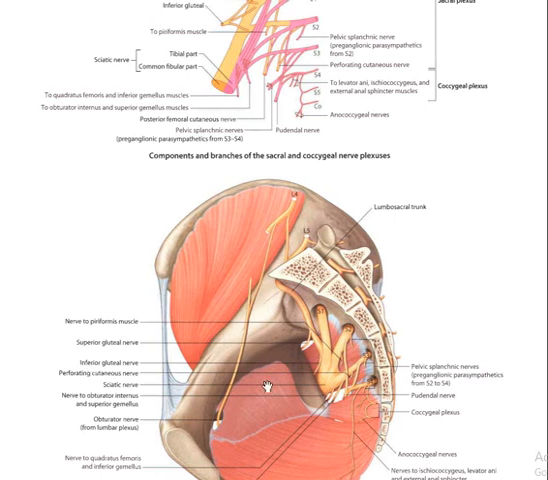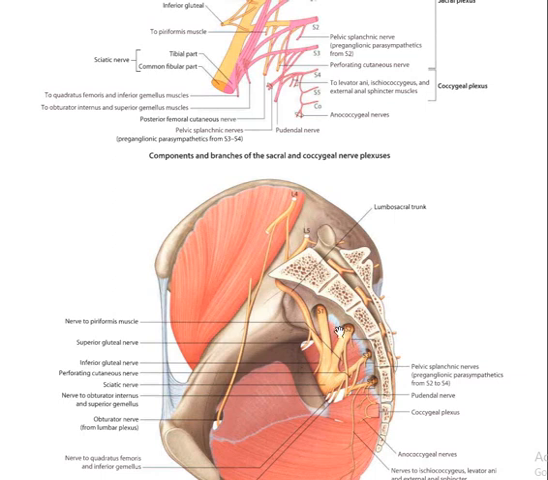So this is a perforating cutaneous nerve. The perforating cutaneous nerve is going to enter here and is going to supply the intergluteal cleft. Cutaneous to the intergluteal cleft. We have the pelvic splanchnic nerve of S2 to S4. This is going to supply parasympathetic to the pelvis.